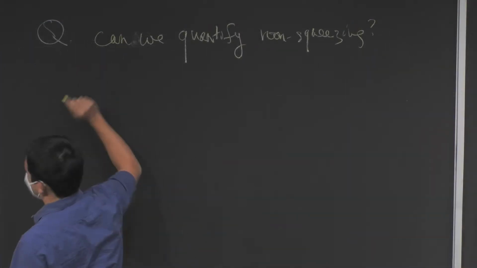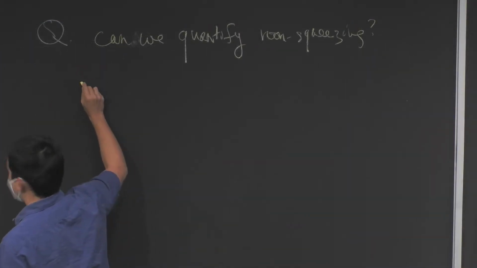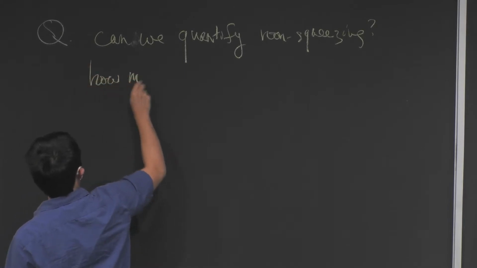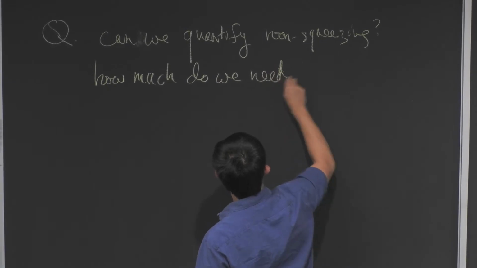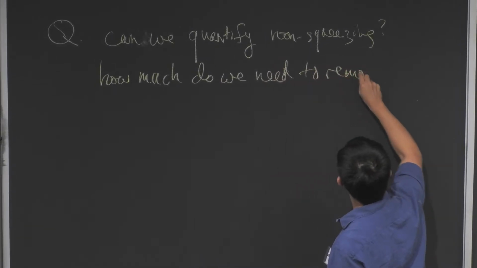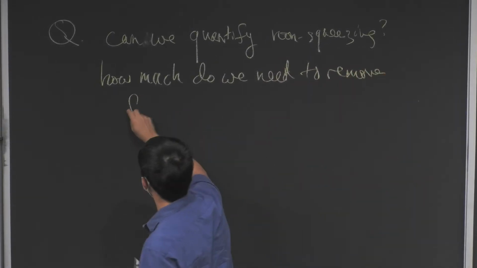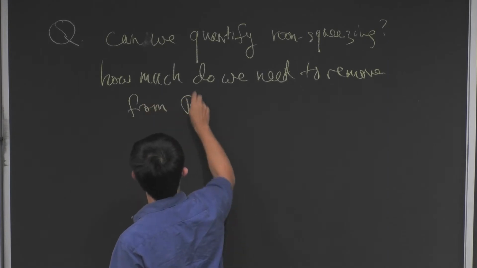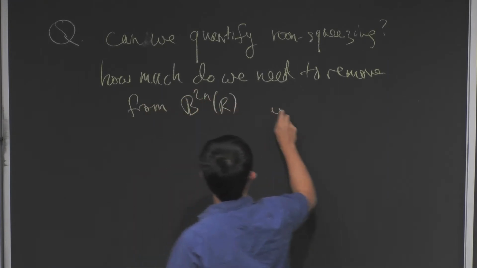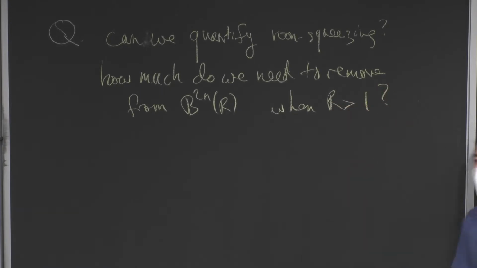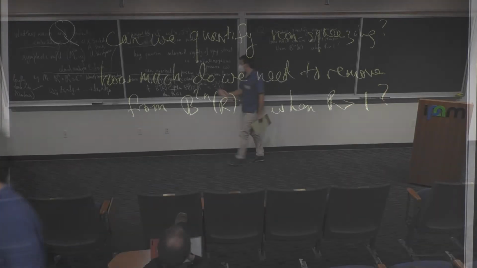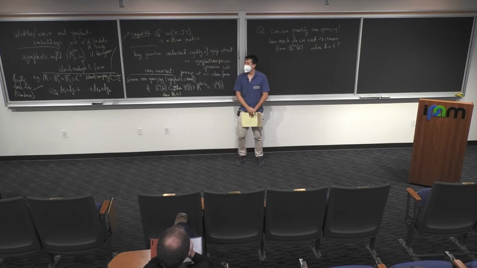Okay, in particular, what we asked is how much do we need to remove from the ball? Right, so when the radius is strictly larger than 1, I know I can't embed into the cylinder, but maybe if I take enough out, then I can squeeze it in.